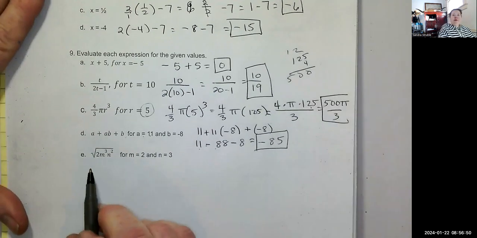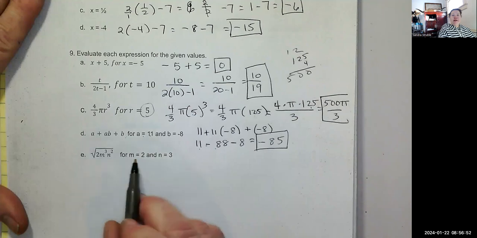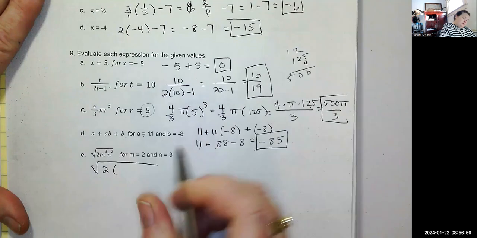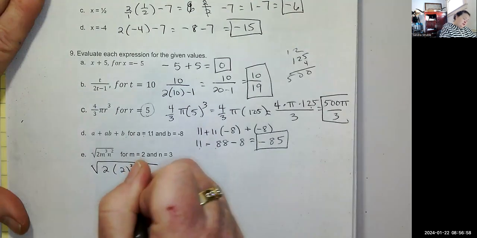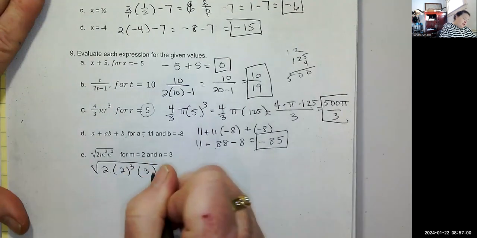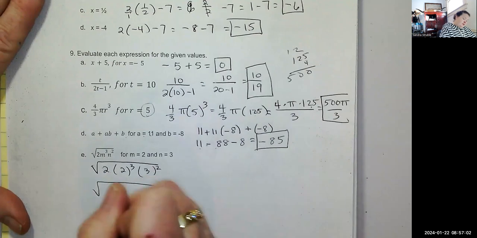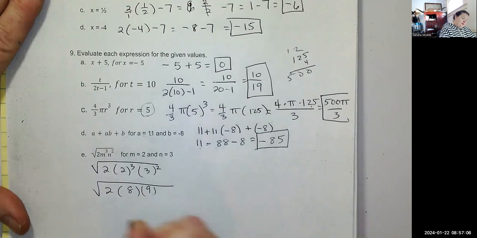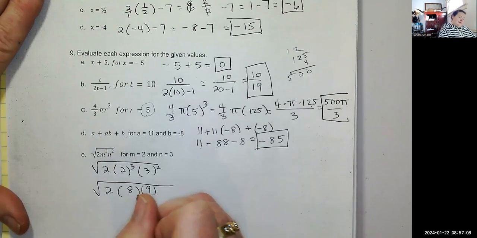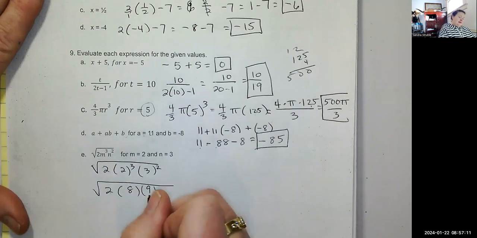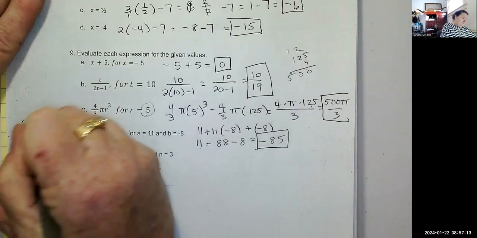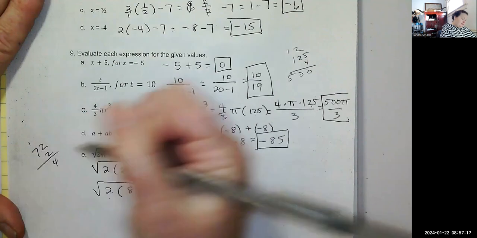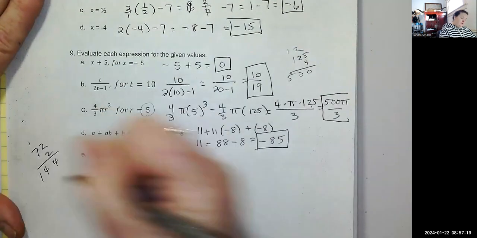All right, the last one is square root of 2m cubed n squared. M is 2, n is 3. So that gives us the square root of 2 times 2 cubed times 3 squared. 2 cubed is 8. 3 squared is 9. 2 times 8 is 16. Let me go the other way. 8 times 9 is 72 times 2. Why did I do that? 2 times 72 is 144. So 144.